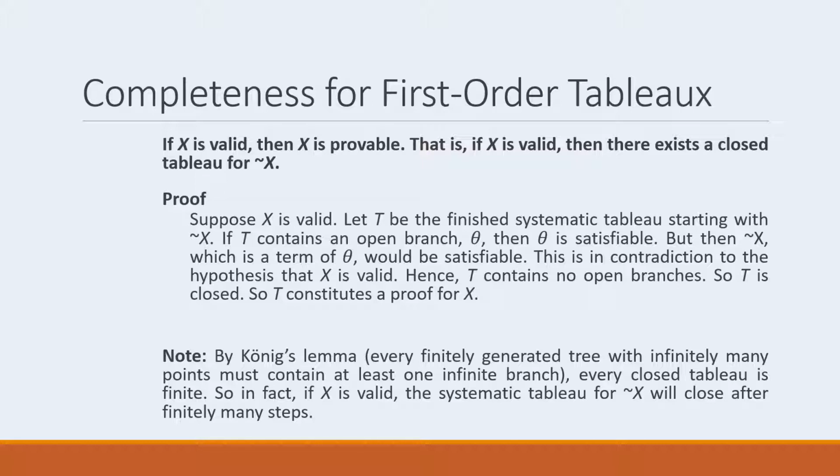Note, we can actually say something a little bit stronger. By Koenig's lemma, which states that every finitely generated tree with infinitely many points must contain at least one infinite branch, every closed tableau is finite. So in fact, if X is valid, the systematic tableau for not X will close after finitely many steps. Now, that doesn't always give us practical information, because 10 billion steps is a finite number of steps, but not always an easy number of steps to execute.